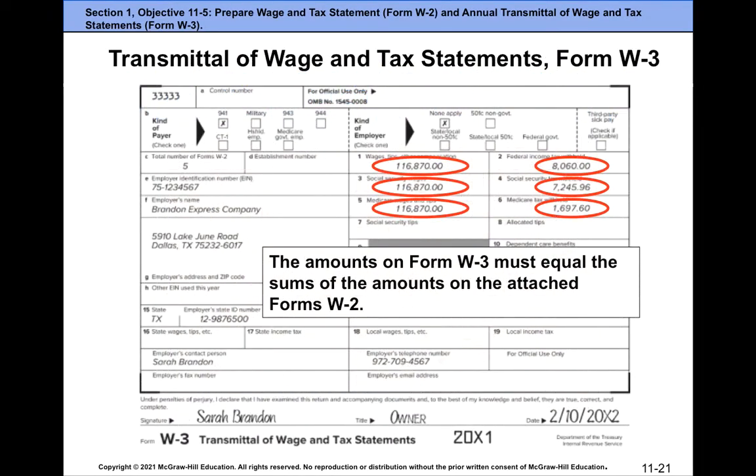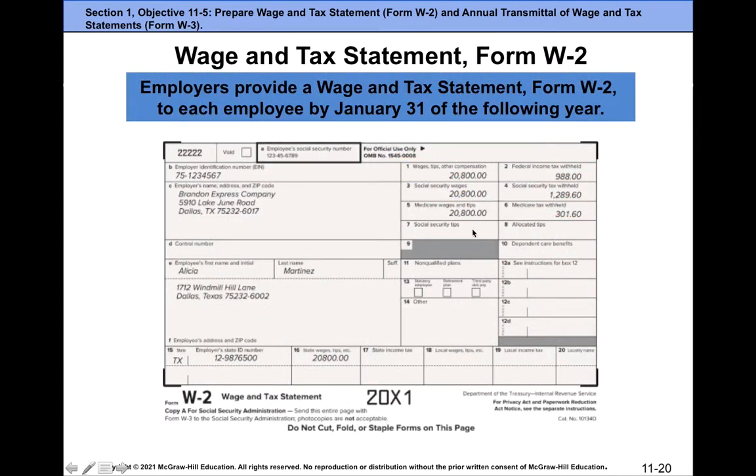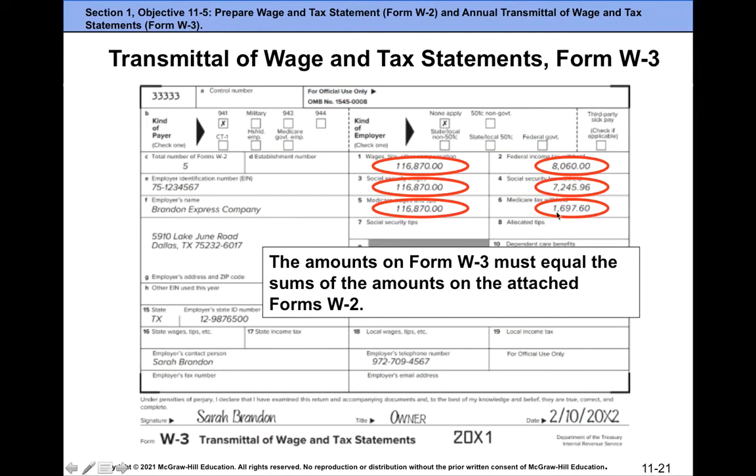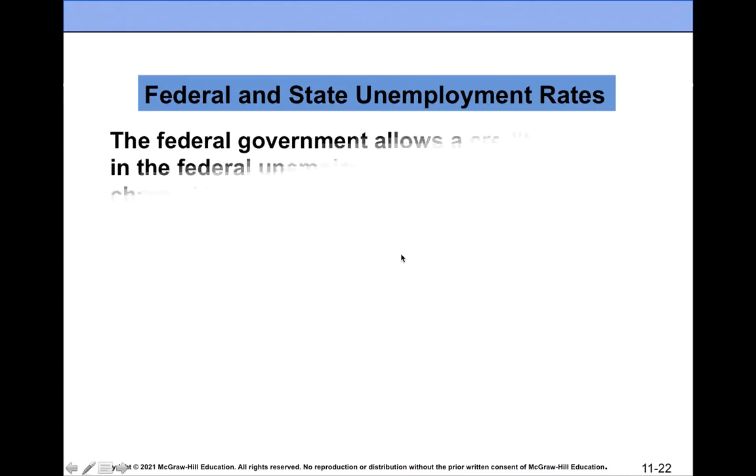And guys, W-3 is the form we don't see. It's the form we submit to the IRS. If I have 100 employees, all W-2s together are added up into a summary for all employees on Form W-3. The amounts on Form W-3 must equal the sums of the amounts on the attached W-2 forms. So this is for the entire company, for all employees.